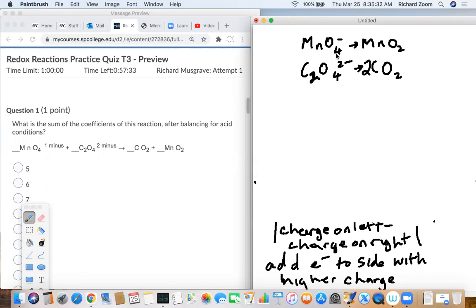So let's see how that works. We've got four oxygens on the left. We've got two oxygens on the right. That means we need to add two waters.